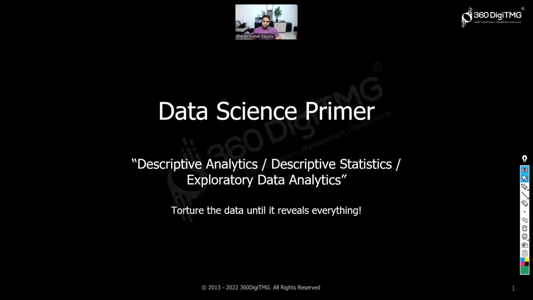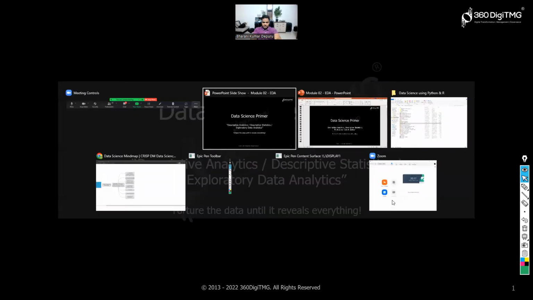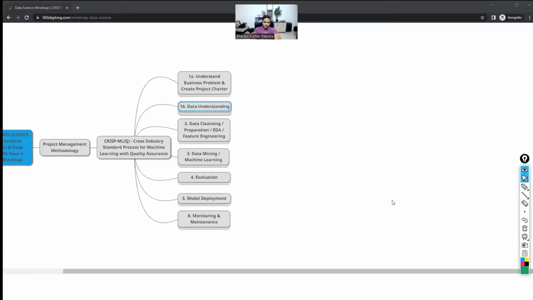So now we are going to move to the next phase, which is exploratory data analysis. Before I go there, I wish to go to the mind map and explain a few things.